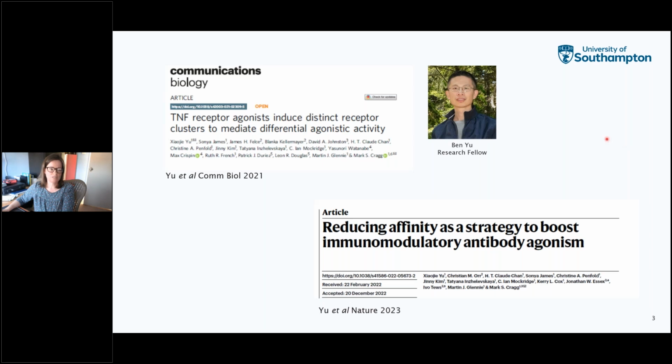The work I'm going to present today is mostly work carried out by a research fellow in our group, Ben Yu. And it encompasses mostly work that's published in these two papers. Firstly, Nature Communications, which was published in 2021, and then a Nature paper from earlier this year.